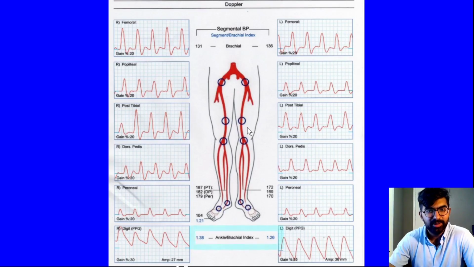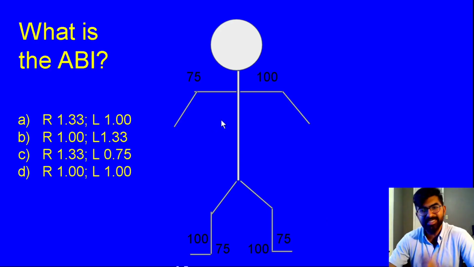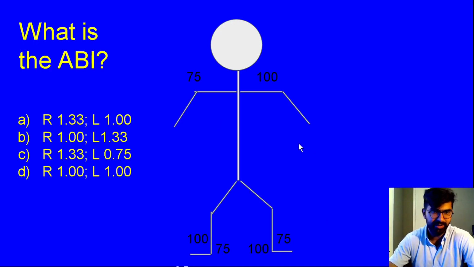So what about that funny looking number that you always hear, the ankle brachial index? Now, I love giving this question, especially to medical students and interns, because it can usually stump them, but those of you that have really mastered this will make it easy. So let's, very simply, what is an ankle brachial index in this particular individual?